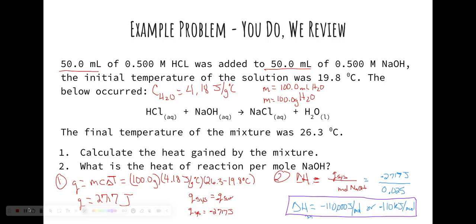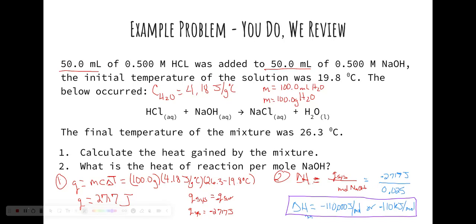Okay, and I hope you got that the heat that is being gained by the mixture is positive 2,717 joules. But in order to get part 2, you do have to flip the sign, because the gain by the mixture, that's the surroundings. So the Q system is equal to negative Q surroundings, as we saw during 6.3. So therefore, we plug in for the system for Q negative 2,717 joules. We divide by 0.025 moles.